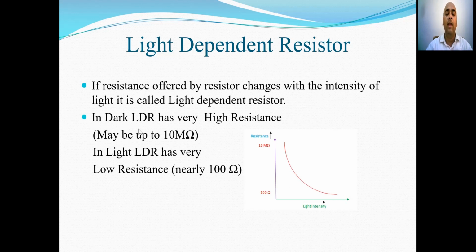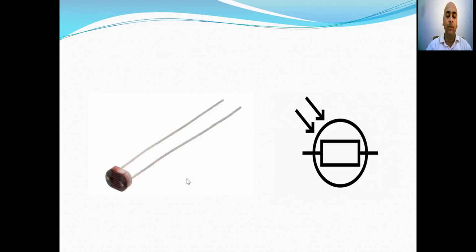So in dark, LDR has very high resistance. That is, when light intensity is very low, the resistance of LDR is very high and it may go up to 10 mega ohms. In light, the light dependent resistor has very low resistance and it may be as low as 100 ohms. So this is the representation of LDR, and it is the symbolic diagram for LDR.